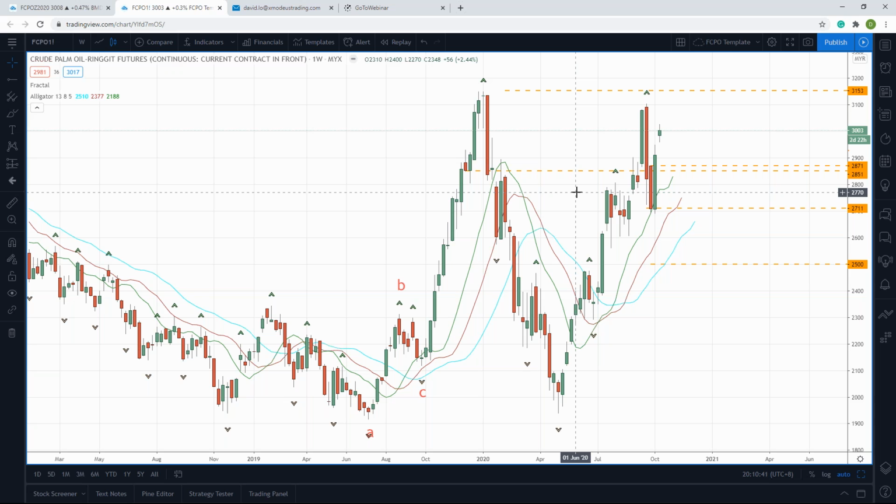It is very important to trade the most liquid month. That's where you get the most liquidity and the bid-offer spreads are the tightest.